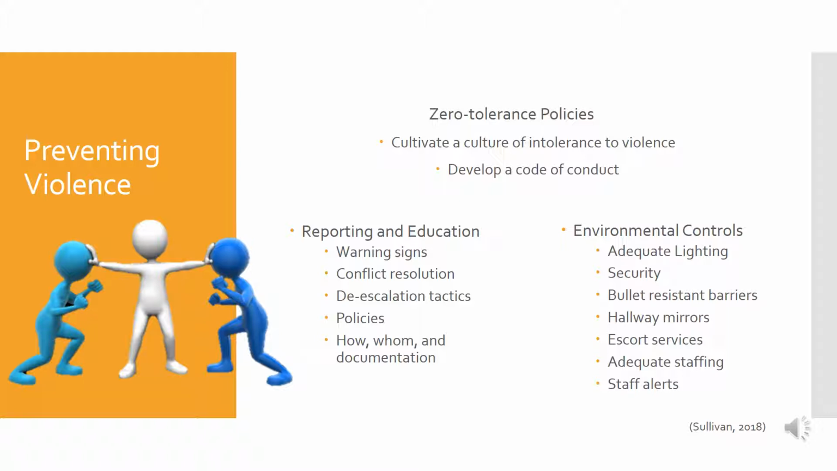Environmental controls can also be modified in order to prevent workplace violence. These include things such as adequate lighting, security devices, bullet-resistant barriers, particularly in the emergency department, curved hallway mirrors, escort services for staff, adequate staffing levels, and staff alerts about patients with a history of violent behavior, dementia, or intoxication, and the use of restraints or seclusion in appropriate situations.